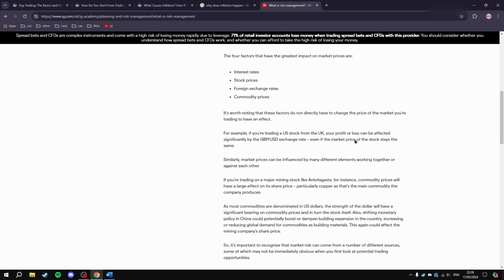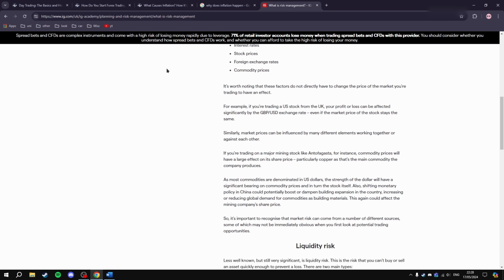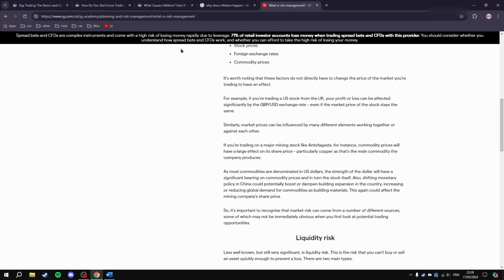It's worth noting that these factors do not directly have to change the price of the market you're trading to have an effect. For example, if you're trading a US stock from the UK, your profit or loss can be affected significantly by the GBP USD exchange rate, even if the market price of the stock stays the same.